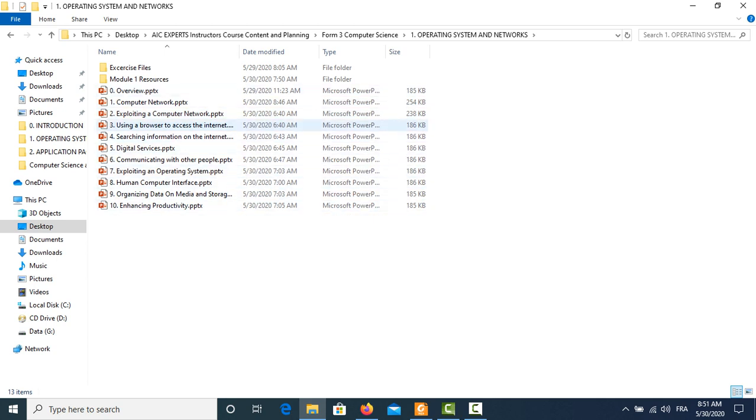I did that. Now, if you notice, I added two folders. We have folder module one resources. This is where I'll drop in the resources, and module exercise files. I'll drop my exercise files in here.